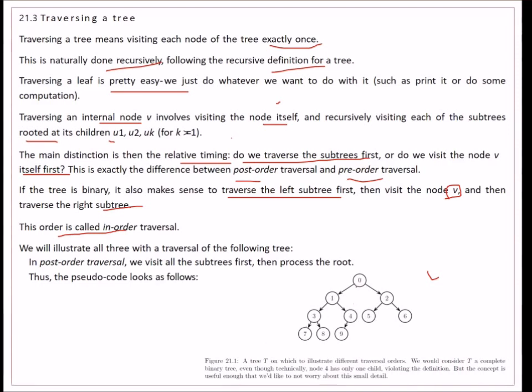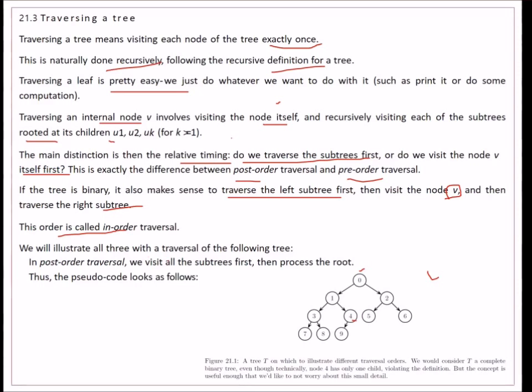This is a tree on which these traversal orders are applied. We would consider this T as a complete binary tree, even though technically node 4 has only one child, which is actually violating our definition, but the concept is useful enough that I would like to not worry about this small detail right now. In post-order traversal, we visit all the subtrees first, then process the root.